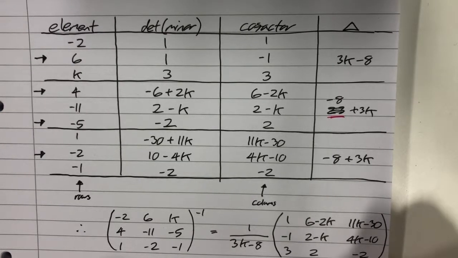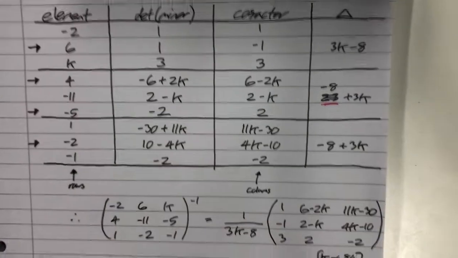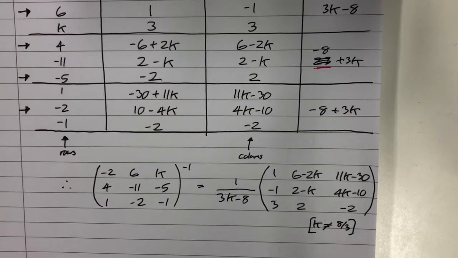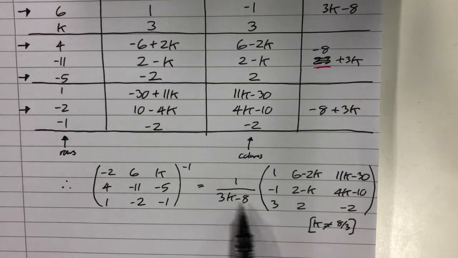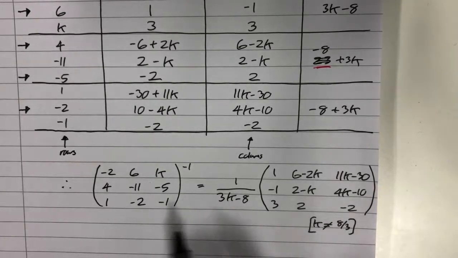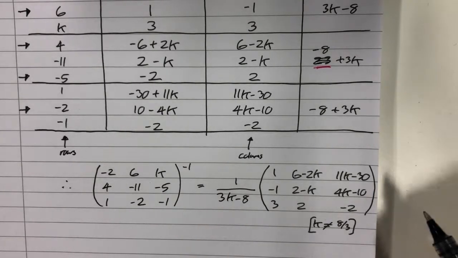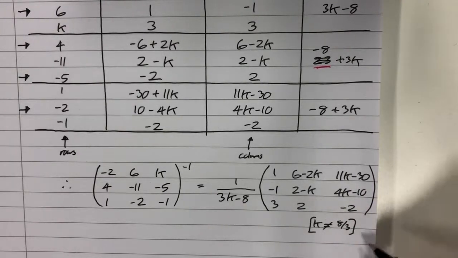And this is true for k not equal to 8/3. And you should state a value of k for which it is not equal to, because that is a value of k for when the determinant is 0, and hence this is singular and doesn't have an inverse, it doesn't exist. Okay, that's it.